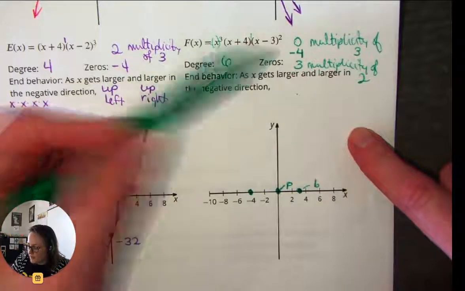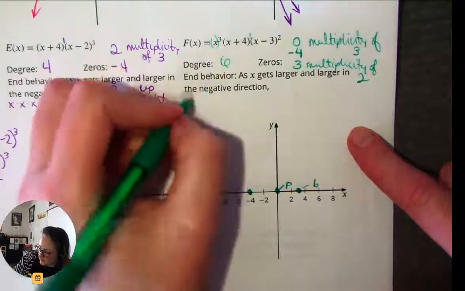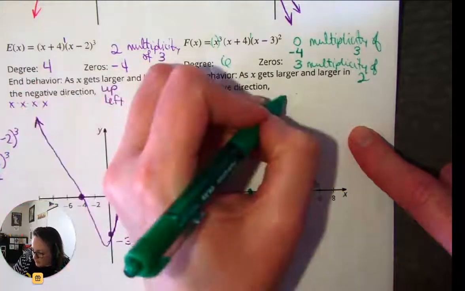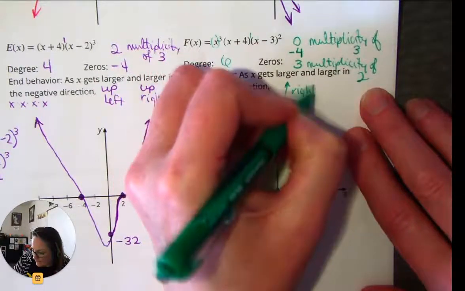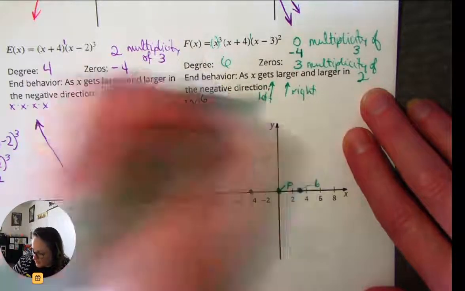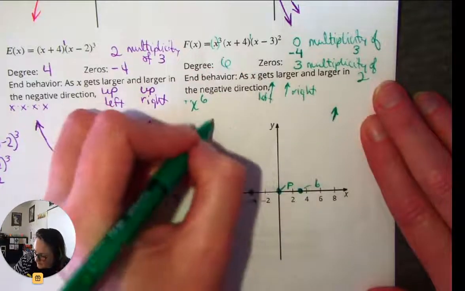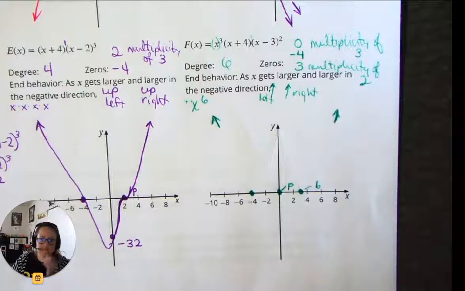Every x is positive. I have no leading coefficients in the front, so I just have x to the 6th power. It's a positive leading coefficient. It's going to be up on the right. It's going to be up as well on the left because it's an even numbered degree. Up, up, end behavior.